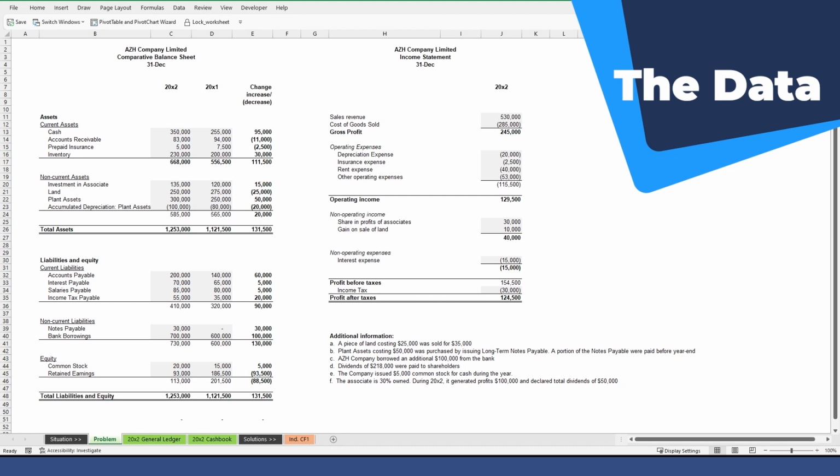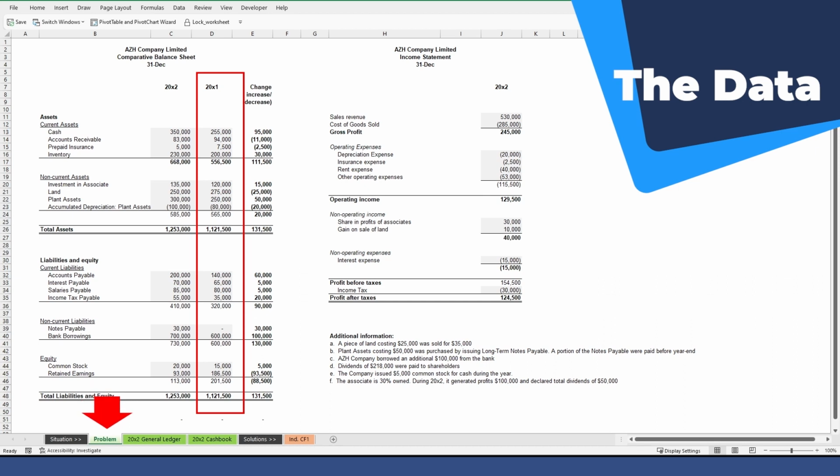All the cash flow examples that we will discuss will be coming from a single dataset that we have prepared. This is to emphasize how all of these ways of preparing the cash flows will result in the same cash flow data in the end. We will be working with three particular tabs. The first one shows the balance sheet of AZH Company Limited for 20x2, which is the current year, and 20x1, which is the previous year.